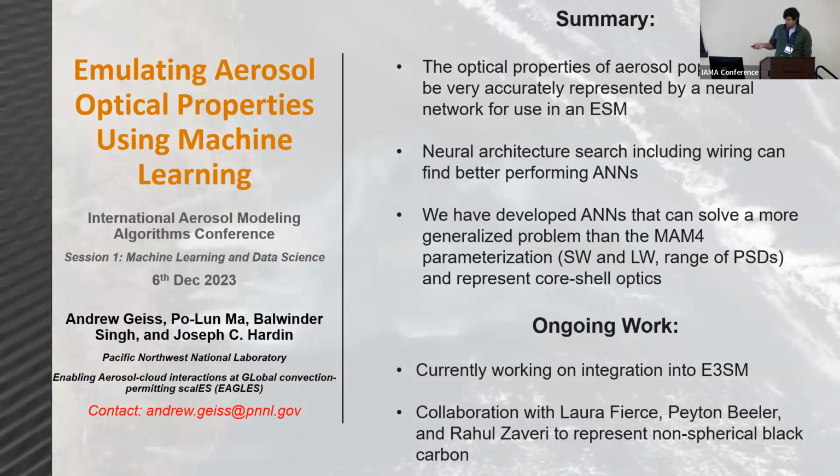So this is my summary slide. This is still ongoing work. Currently we're still working on integration of this parameterization into E3SM. That has turned out to be kind of a hard problem because the software package we're using to convert between these Python-based neural networks and the Fortran-based model does not support these kind of unusual network architectures. So we're currently working on finding a way to use those randomly wired architectures in E3SM.